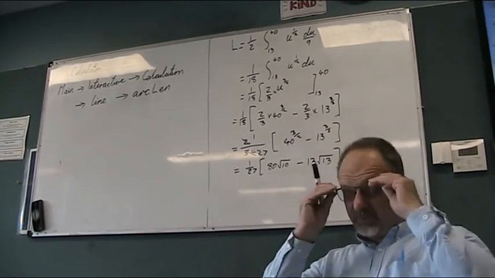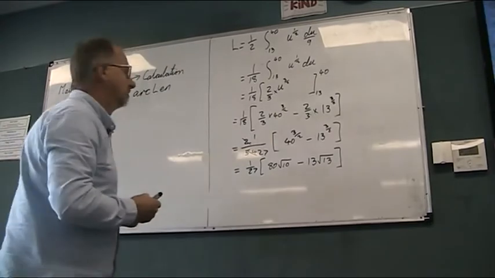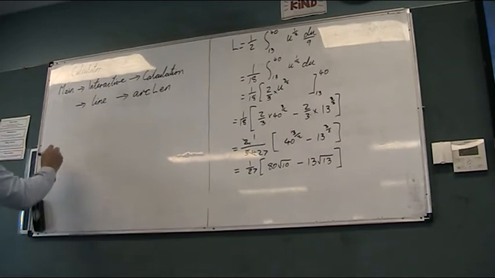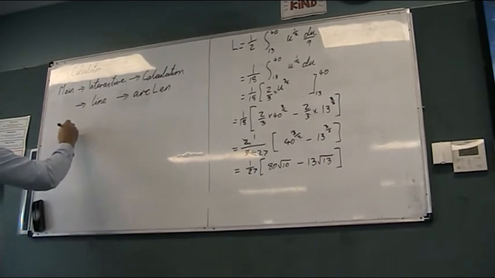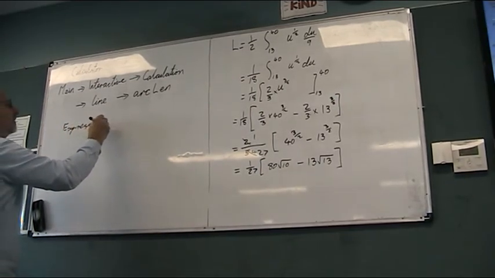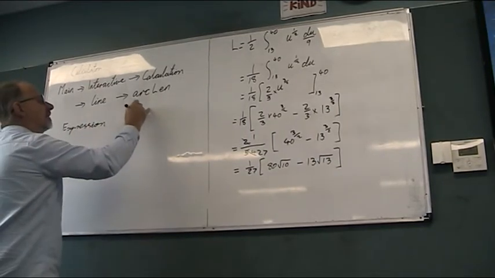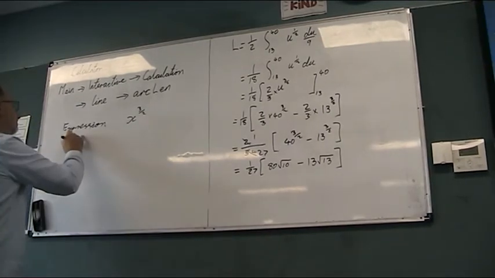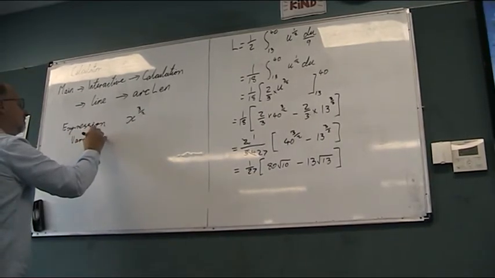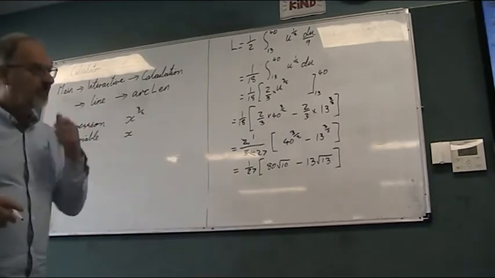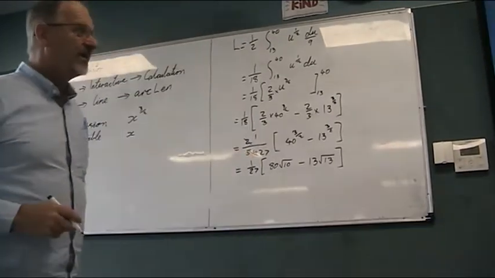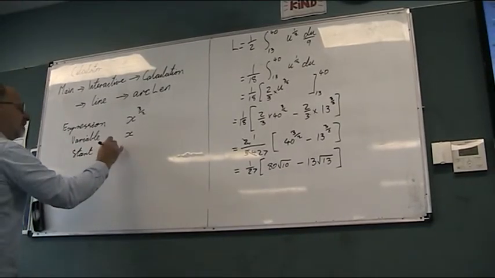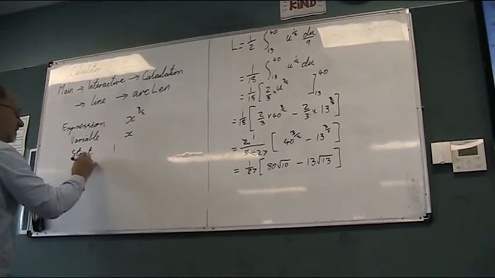And so the expression we used, I've rubbed it off now, but the expression was x to the 3 over 2 that we worked with. The variable is x. Then where do we want to start and where do we want to end? For our start, we wanted to start at 1, and we wanted to end at 4.